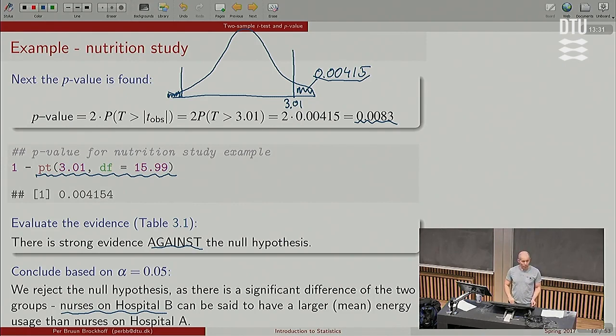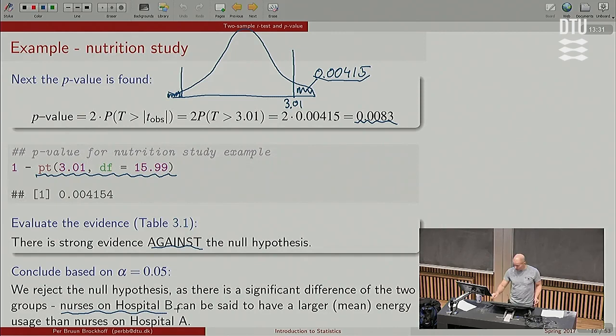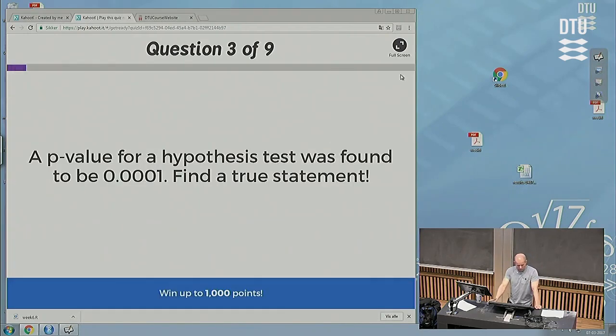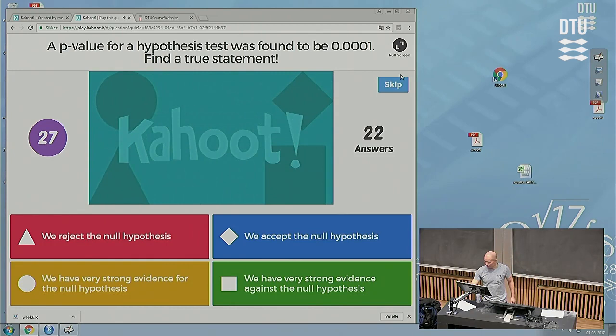That's two-sample t-testing. Oh, it's going well today, at least from my side. Let's see. I need some music.